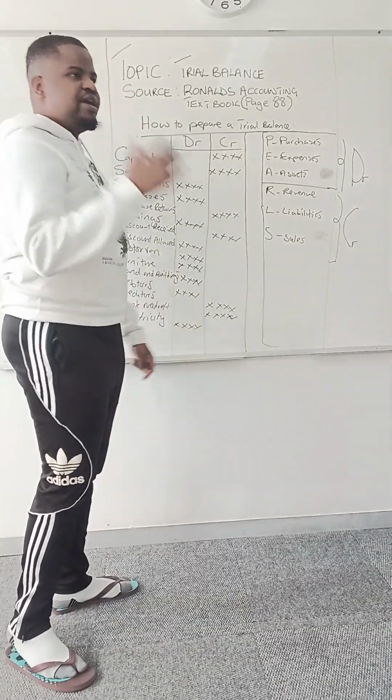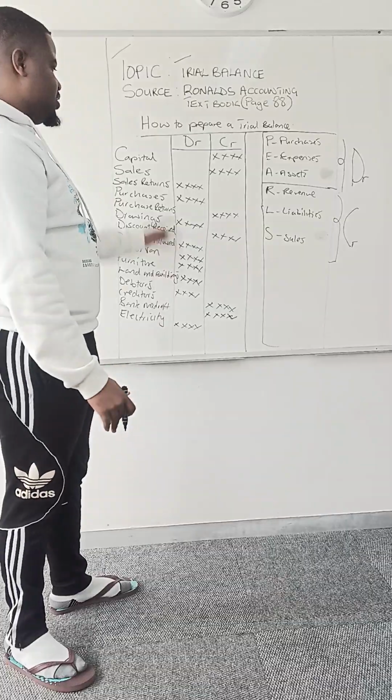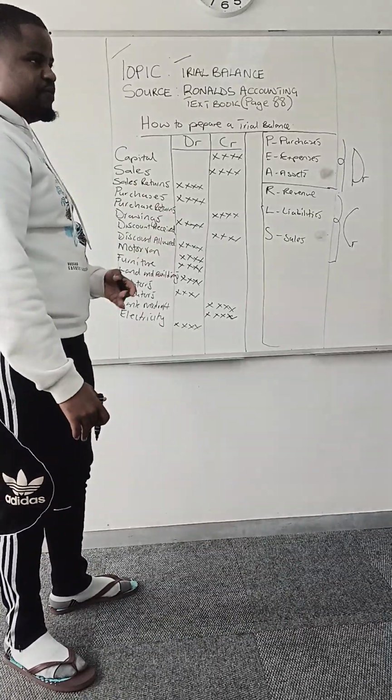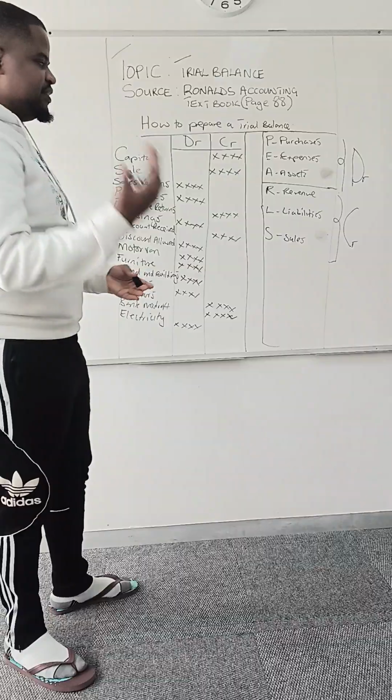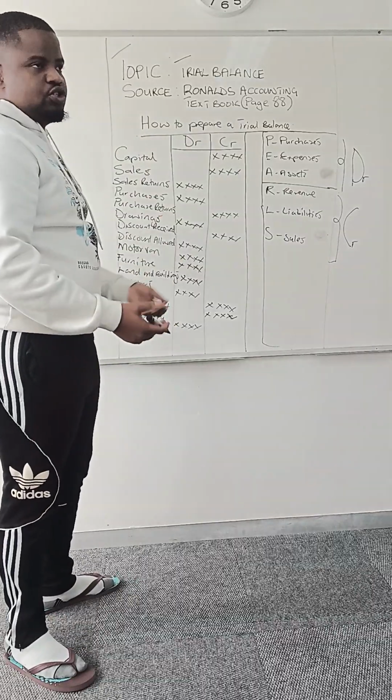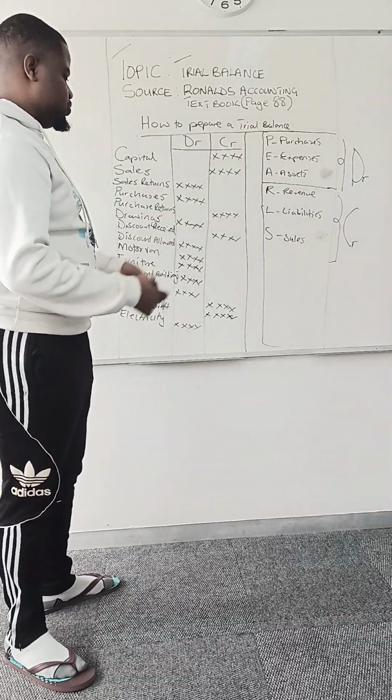We do have many accounts. These are not the only accounts that we post in the trial balance, it's just a layout, just an example. We cannot finish all accounts, right? So it's just an example.